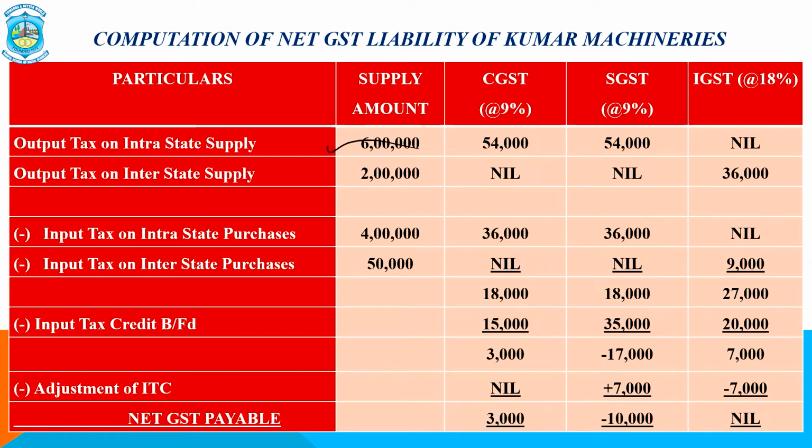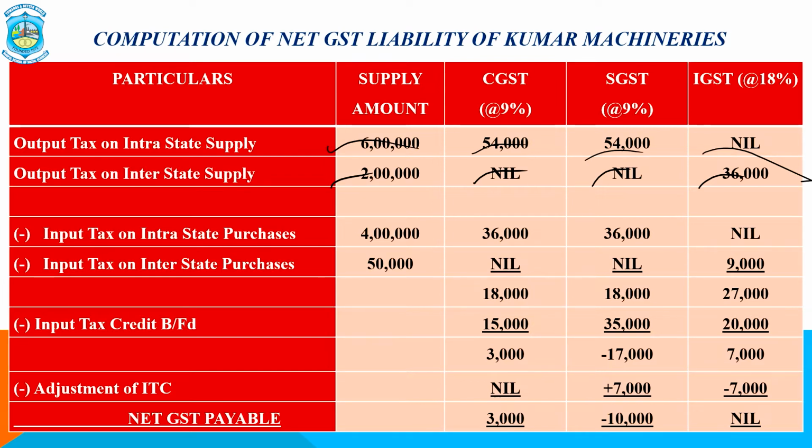Intra-state supply is 6 lakh and the total tax amount for CGST at 9% becomes 54,000, and SGST at 9% is 54,000, and there will be no IGST. So, it is tax on intra-state supply. Same, we have inter-state supply of 2 lakh rupees, and on inter-state supply we have no CGST, no SGST, but IGST we have 36,000 rupees because inter-state sale is subject to IGST.